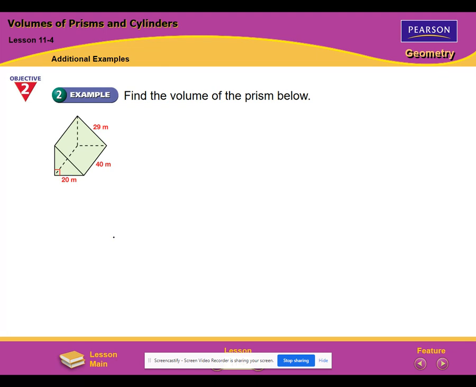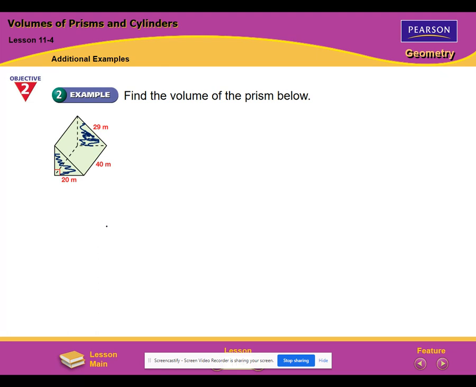The bases, plural, on a prism are always congruent parallel faces. There's nothing else parallel on this figure to that rectangle. The parallel faces are actually the triangles. These are the bases, that one and that one. It's a triangular prism. The height is 40.